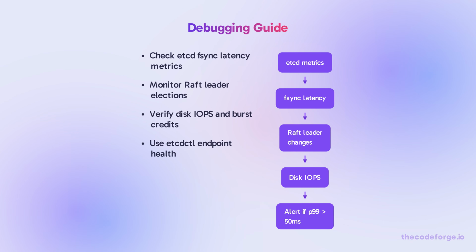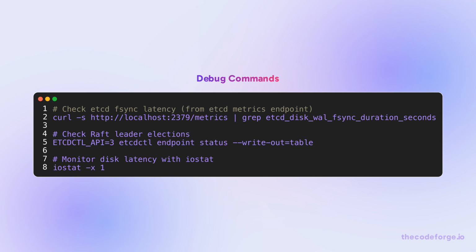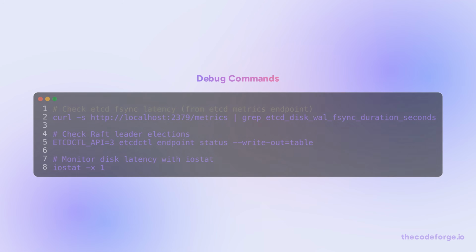To diagnose etcd latency issues, monitor fsync latency, Raft leader elections, and disk IOPS. Use etcdctl to check cluster health and endpoint status. These commands help debug etcd performance. The metrics endpoint exposes fsync latency, endpoint status shows Raft term and leader, and iostat monitors disk I/O.